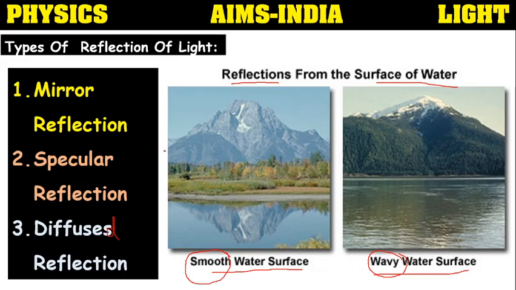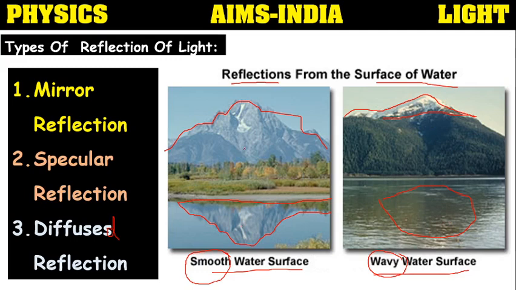So here, if you observe this mountain range, we are having one mountain range. The image of the mountain range we are able to observe clearly in the smooth water surface. But here, if you observe, we are also having some mountain range, but it is in the wavy water and it is not observed clearly. It is somewhat fuzzy, somewhat zigzag. We are not able to observe the mountain range as it is in the wavy water surface.